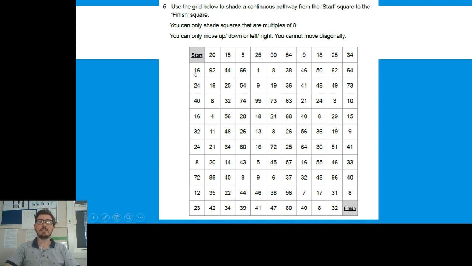So I can color in 16. Then I try that again. I want to get close to the finish, so I'm probably going to look down. 24, that's a multiple of 8 because 8 times 3 is 24, so I'd shade that in. All right, so you get the idea. You're trying to get to that finish, but you can only shade multiples of 8, and you can only go left, right, up and down. You can't go diagonally. All right, give that a crack, see how you go. It's a fun little activity. Pause the video and have a crack.